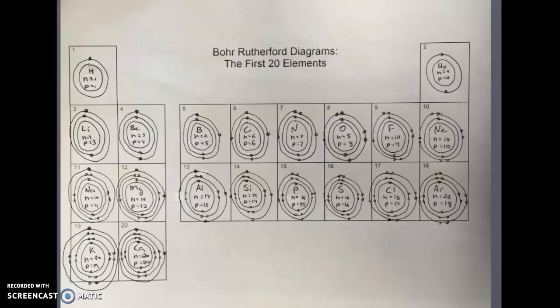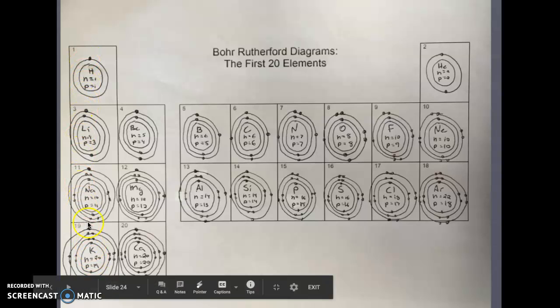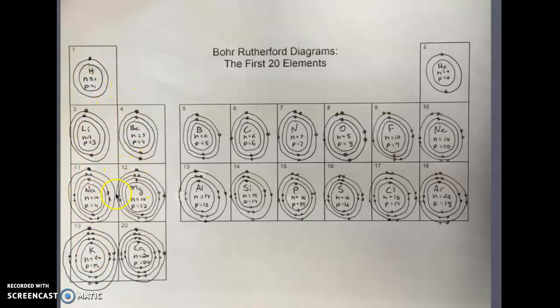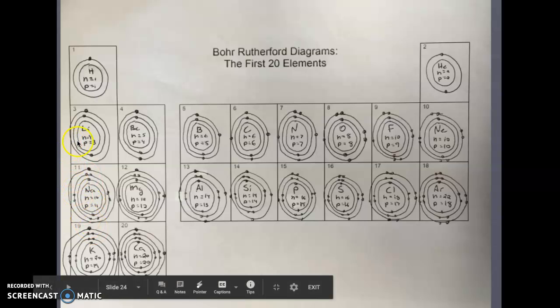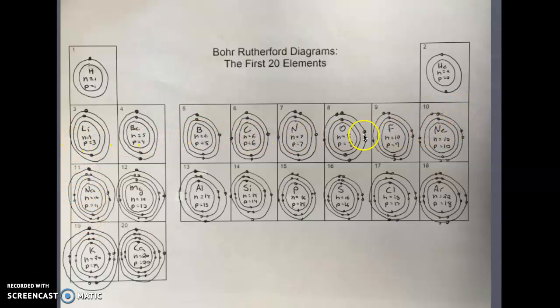You'll start noticing patterns though. For example, down the columns, you'll see they all have the same number of electrons in the last shell, so for example 1, 1, 1, 1. And through the rows, you'll notice they have the same number of shells. So that's it for today.